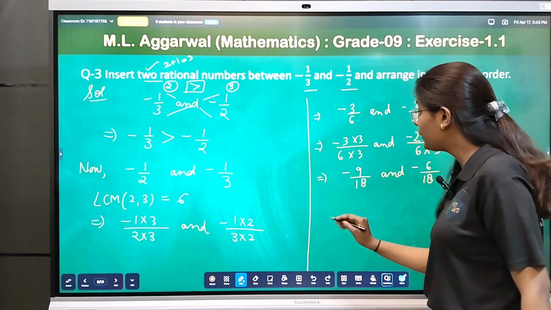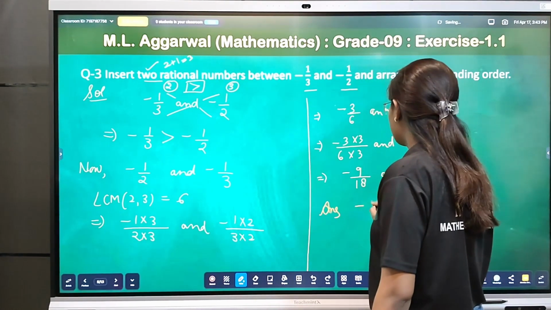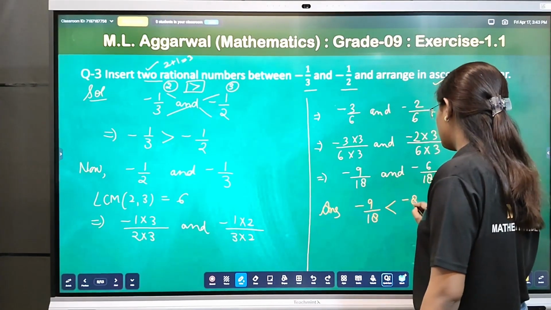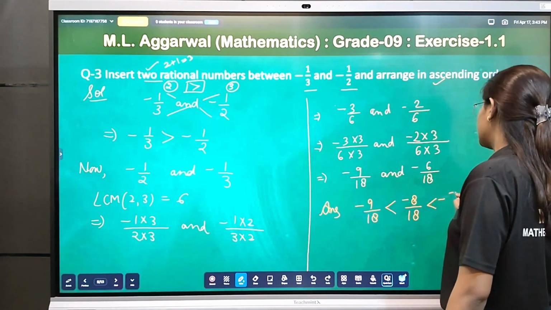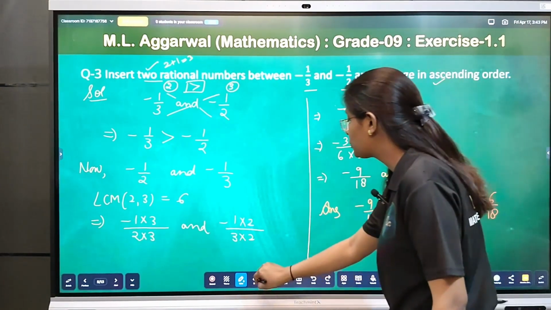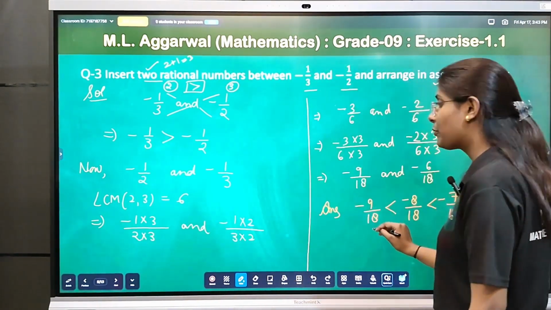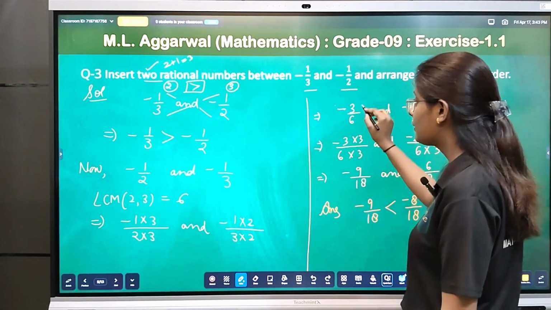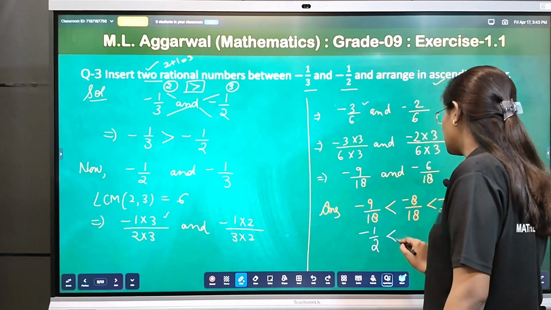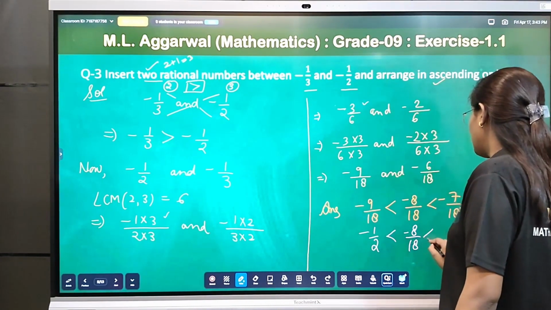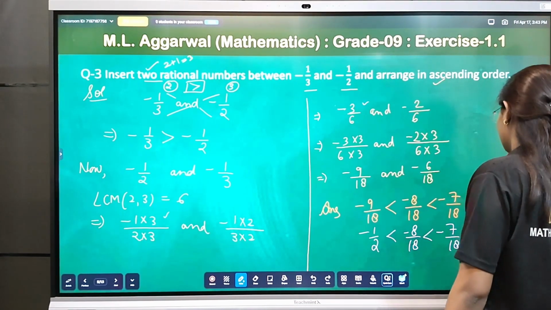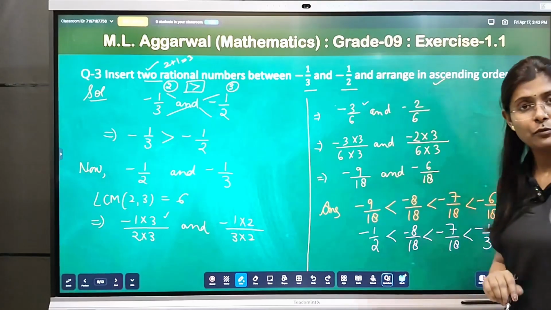Right? And now when you are writing your answer, it would be minus 9 upon 18, the smaller number, and then minus 8 upon 18, greater than that, minus 7 upon 18, and then minus 6 upon 18. Also, you could convert the first and last boundaries into their original forms, which are nothing but minus 1 by 2 and minus 1 by 3. So, minus 1 by 2, less than minus 8 upon 18, less than minus 7 upon 18, and this is minus 1 upon 3. This is how you reach the answer of question number 3.